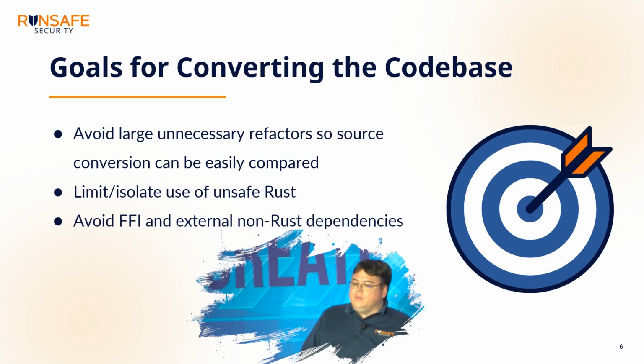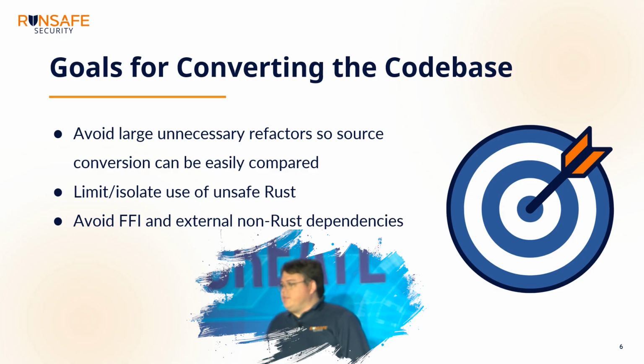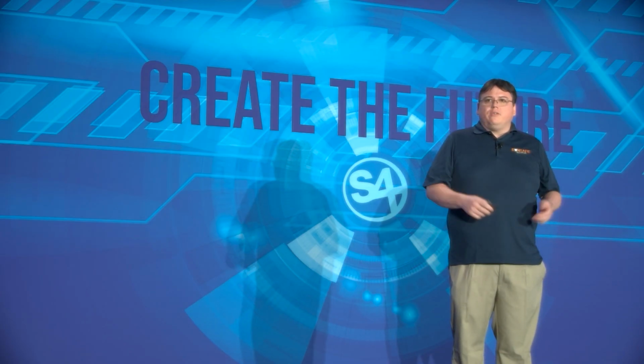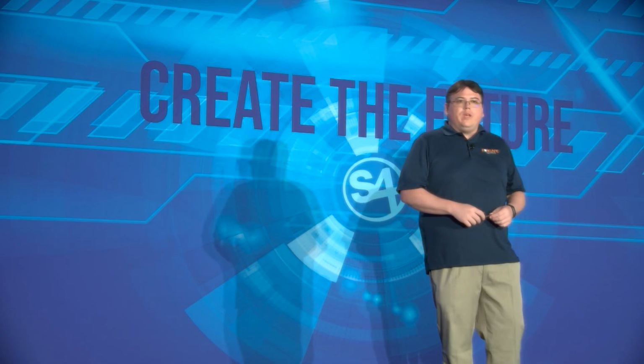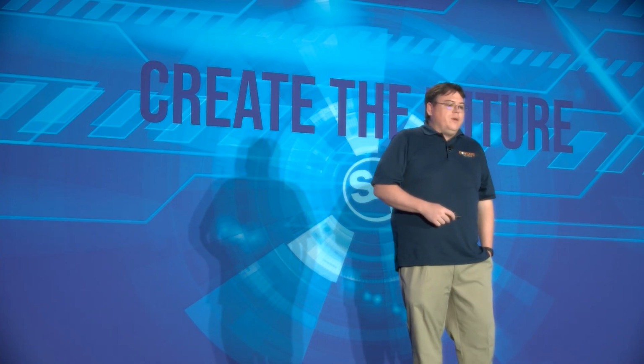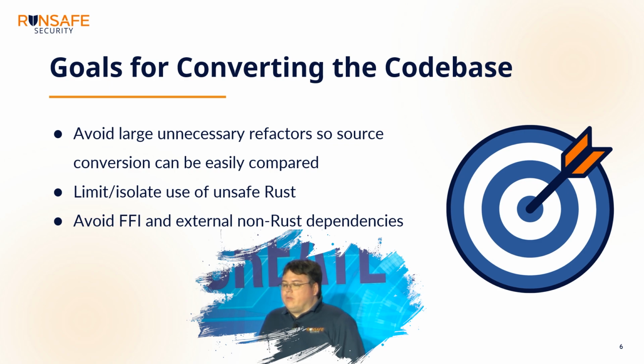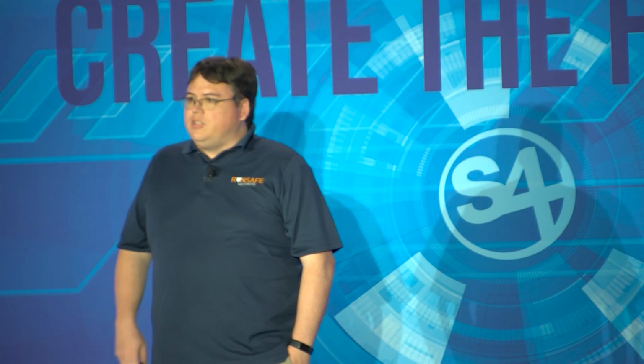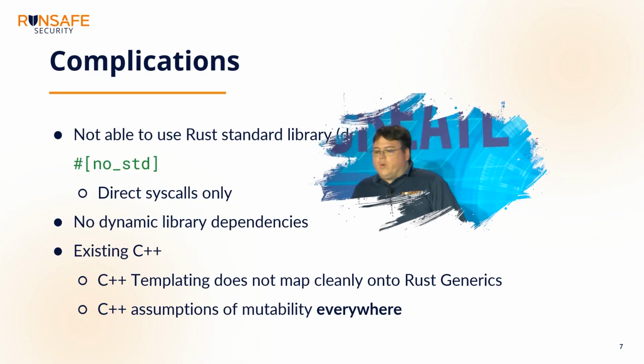We'd also like to limit or isolate the use of unsafe Rust. So if we convert all of our code to Rust and it's mostly unsafe, we really didn't benefit from that conversion. So in that vein, we really want to avoid FFI, CFFI as much as possible because there's a lot of unsafety introduced there, and we'd also like to avoid any external non-Rust dependencies. And since we're building it all into one shared library, that's a reasonably achievable goal if we're converting almost everything into Rust. But what are our complications?